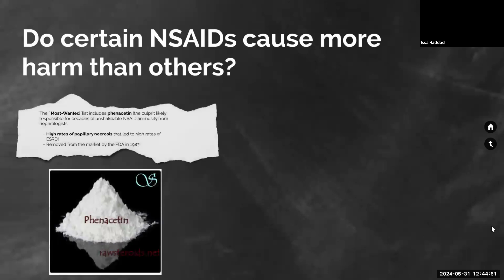They tried to look at it, and apparently I came across phenacetin. I don't know if anyone knows about it, but it was the most wanted, and that's what made nephrologists hate NSAIDs, apparently, because of the high rates of papillary necrosis. And it was actually removed from the market in 1983.